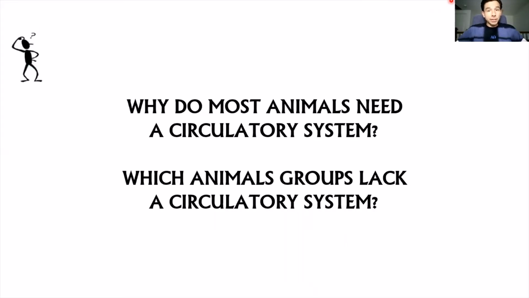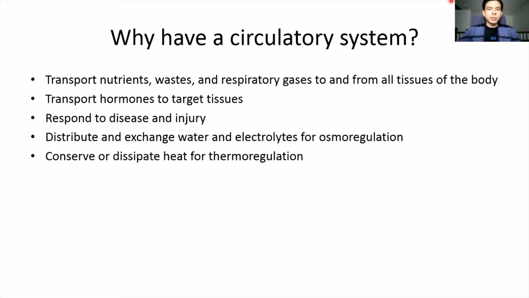Let's start with these questions. Why do most animals need a circulatory system? And which animal groups lack a circulatory system? To answer the second question, you'll have to go back into the previous unit, the diversity of animal life, in which we discussed several animal groups that completely lack a circulatory system.